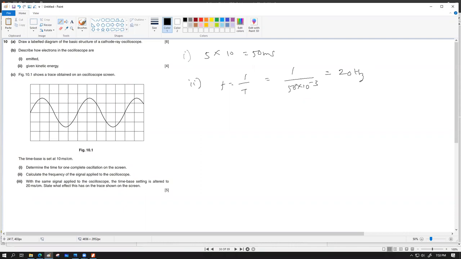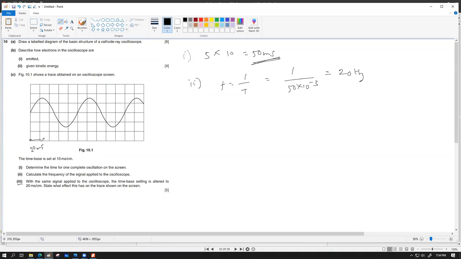Number 3, let's look. With the same signal applied to the oscilloscope, the time base setting is altered to 20 milliseconds per centimeter. State what effect this has on the trace on the screen. Same signal means we did not change the input. The time base is now 20 milliseconds per centimeter, which means each division represents 20 milliseconds. Your time period is 50 milliseconds, so how many divisions would cover 50 milliseconds?